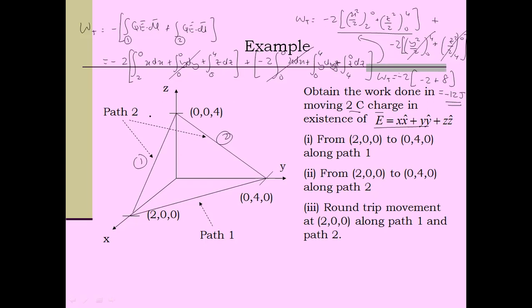Okay, so which means that if we consider a second path, in which the charge needs to follow route number 2, the charge has to move from 200 to 004, and afterwards it needs to move from 004 to 040. For the first path, it has been obtained that the total work is equal to negative 12 joule, whereas for the second path, we have proved that the total work is also equal to negative 12 joule.